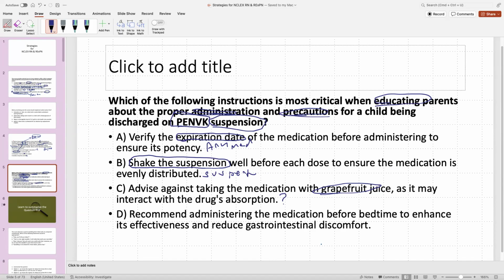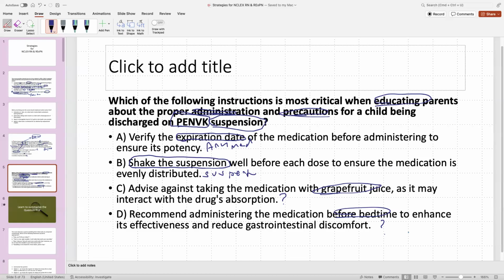Recommended administering the medication before bedtime to enhance its effectiveness and reduce gastrointestinal discomfort. Okay, again, you can say this fellow did not teach us whether the PNVK medication can be administered before bedtime. So this fellow did not teach us. So now, don't sit and cry in the exam hall. Try to connect with the keyword.